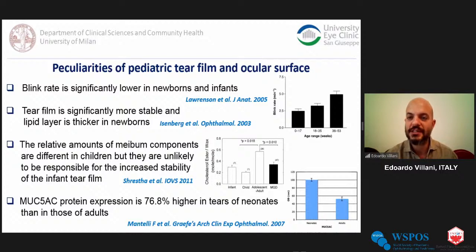The tear film and the ocular surface of children are different. And most importantly, we cannot oversimplify trying to interpret these differences. For example, we know that blink rate is significantly lower in infants, that the tear film and the lipid layer are thicker and more stable in children. The relative amounts of meibomian components are different in children. But surprisingly, probably this is not the right explanation for the increased stability of tear film in children. Probably, for example, mucins play a major role in stabilizing the pediatric tear film.